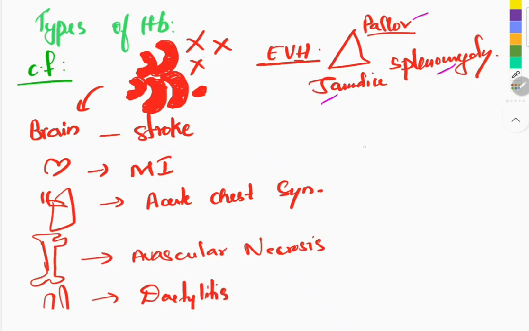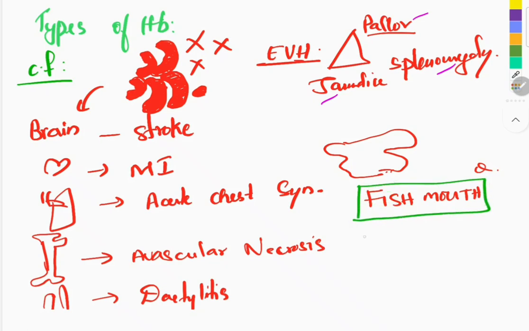These clots can go to the vertebra. Let us say this is the vertebra. It can give a specific appearance of the vertebra called fish mouth vertebra. What is it? Fish mouth vertebra. So my question to you: this fish mouth vertebra is seen where all? Viva question.